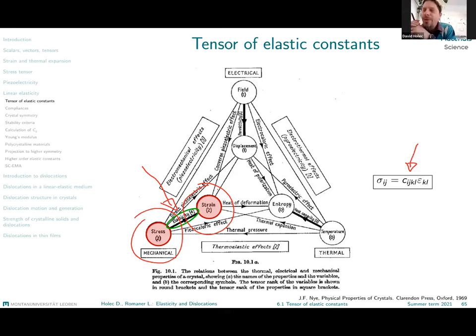I would like you to once again remember that the equation that we see on the right-hand side here effectively contains two sums. Sums over repeating indices, namely over the indices L and K. Both of these would be running from 1 to 3, or x, y, and z, as long as we are in three-dimensional space.